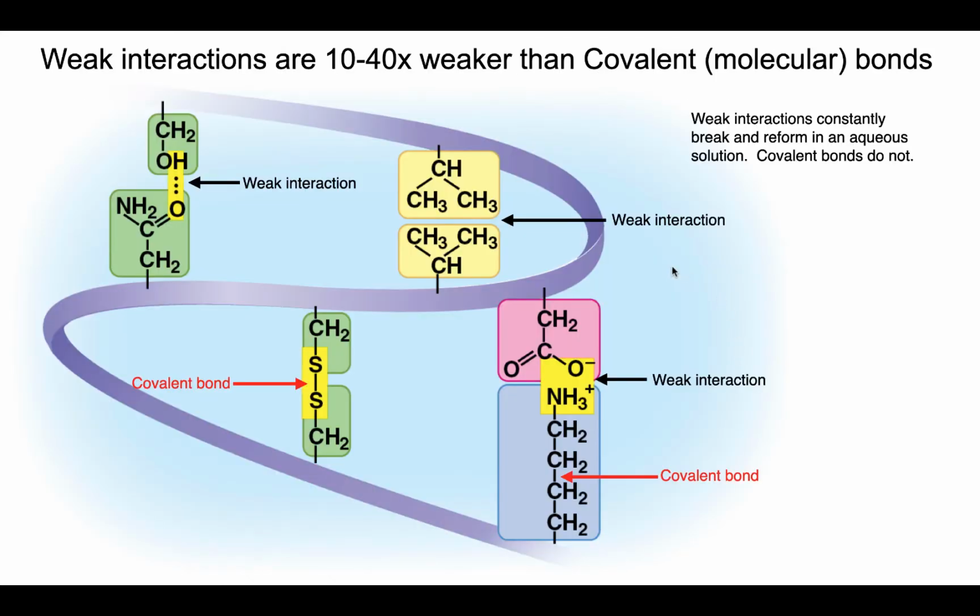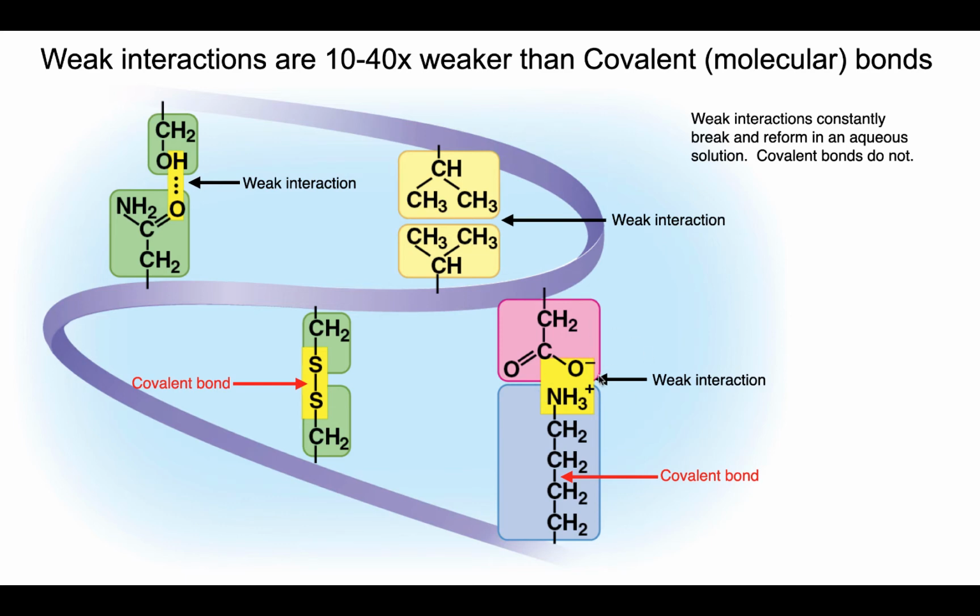So let's start with the difference between weak interactions and covalent bonds or molecular bonds. And first, let's take a look at some weak interactions. Here we have a weak interaction. This is called a hydrogen bond. Here's another weak interaction. This is a hydrophobic interaction. And here's another one here. This is an ionic interaction.